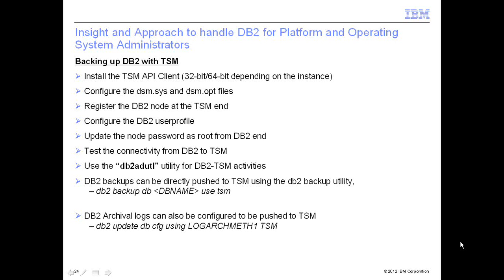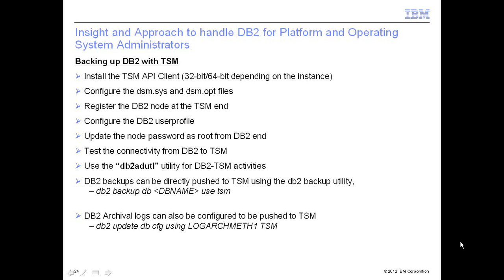So here I've just jotted down some simple steps to configure DB2 with TSM and take backups. Just install the TSM API client. You have both the 32-bit and 64-bit clients, depending on what instance you're using. Once installed, you have two files called dsm.sys and dsm.opt. Configure these files with some information that you require from the TSM administrator. These are simple parameters such as the server name of TSM, the node name, and the port number. Make sure this is registered at the TSM end. Again, you can liaise with the TSM administrator who can give you inputs on that.